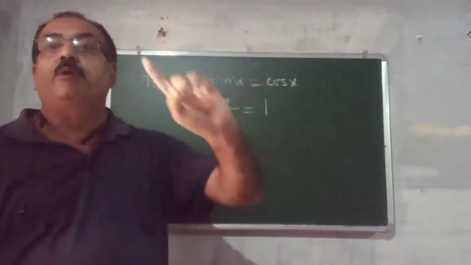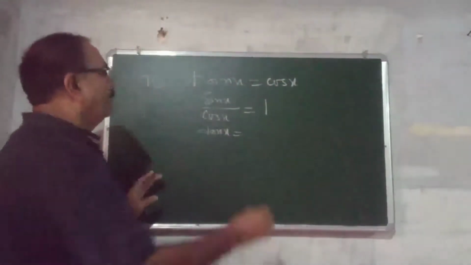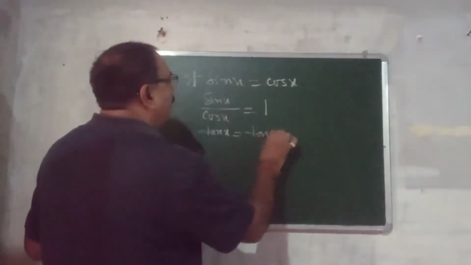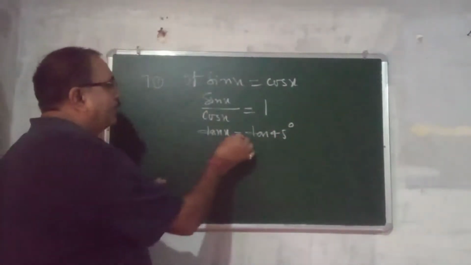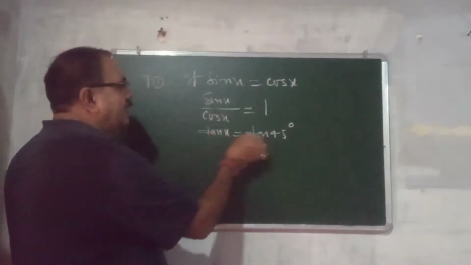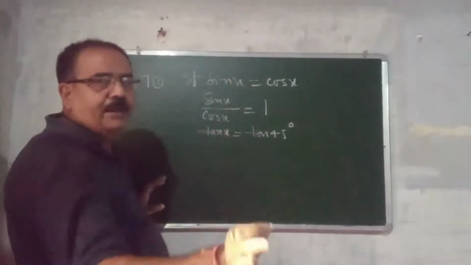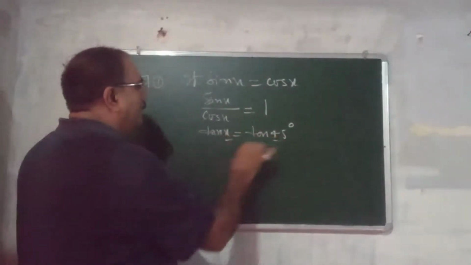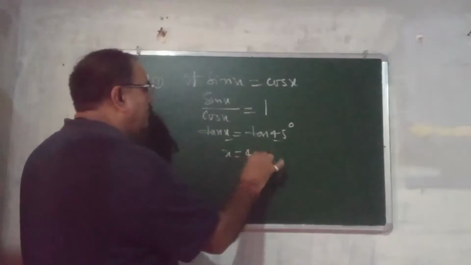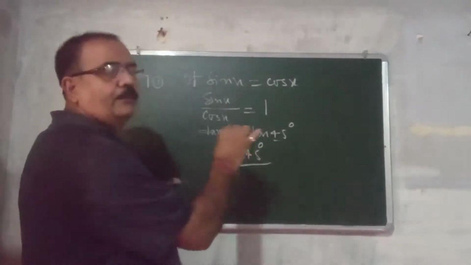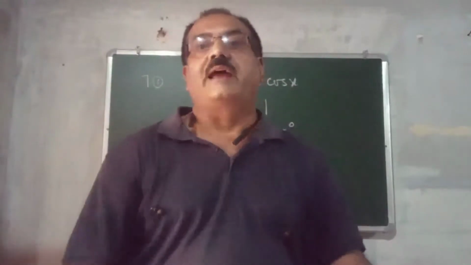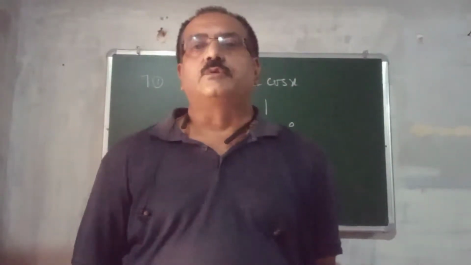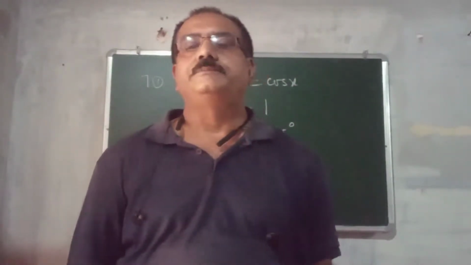So tan 45 is 1. So we will write here tan 45 degree. Is it? Now equal sign is there, tan is there, tan is there. Don't cancel tan. Just compare. When we compare, we come to know x is equal to 45 degree, which is an acute angle, less than 90 degree value. So this type of question you have to solve.